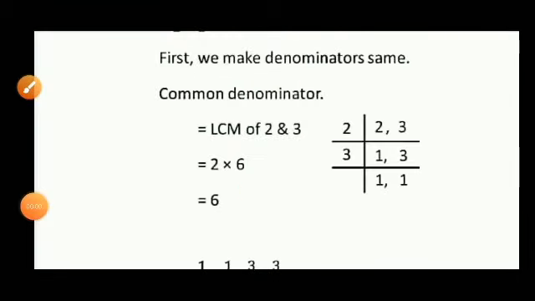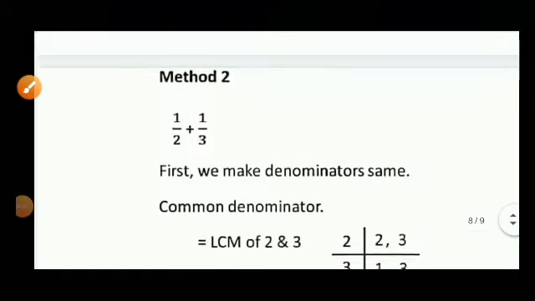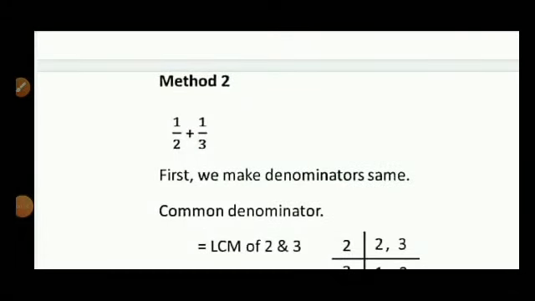The second method is to take the LCM, method 2. So what you have to do? You have to take the LCM of the denominators. So you can see the denominators are 2 and 3. So after taking the LCM, your answer comes 6. So after that, what you have to do is what? Nothing.